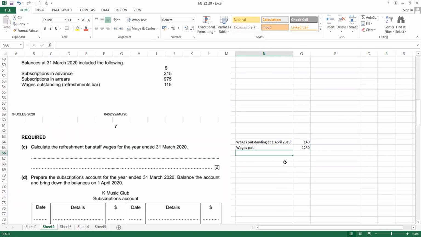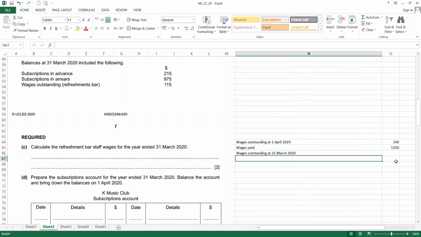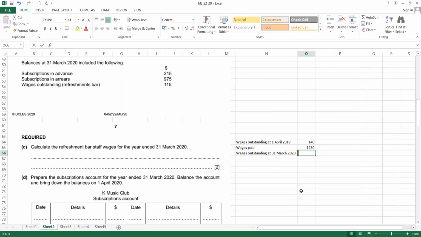And then next is at end of the year, wages outstanding at 31st March 2020. So this amount is, let's see, 115. If you want to open a T account, later I do it for the presentation, but because calculation normally is plus and minus only. So now here we can put refreshment bar wages. Okay, we just put wages.